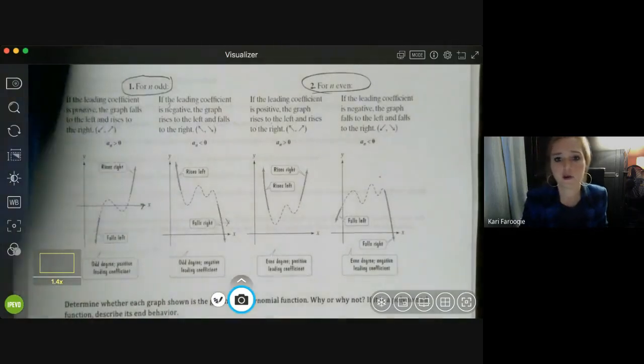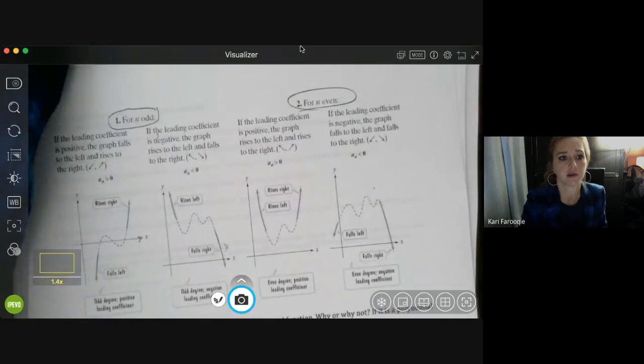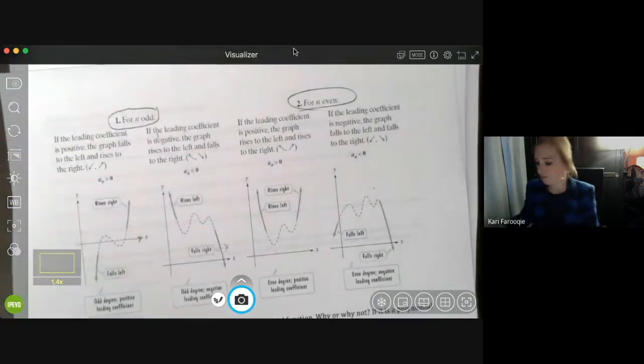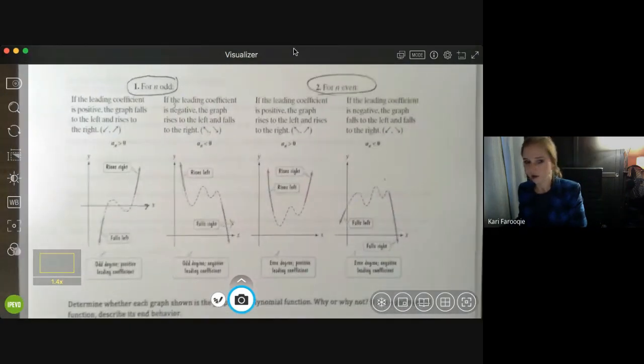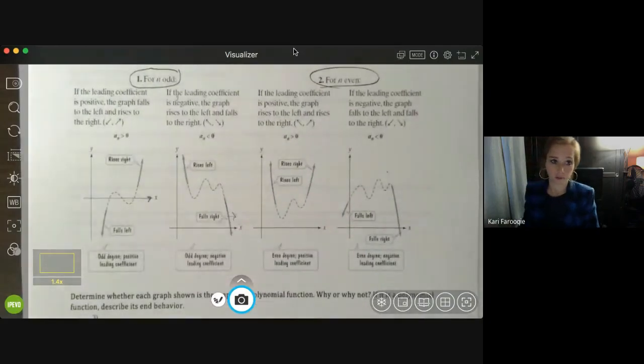So those are the 4 things that we need to remember here. We're going to use it all the time. They're in your notes, so you have them. But we're going to be using that throughout 3.2.